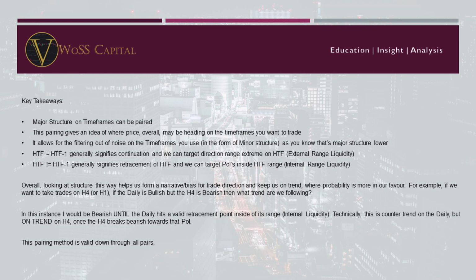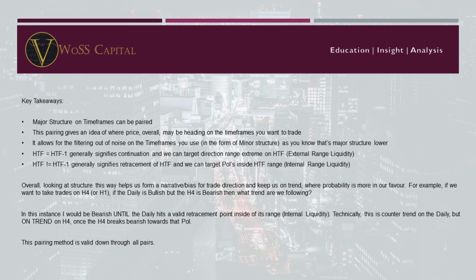Is that when the high time frame structure equals the high time frame -1 structure, i.e. they're both bullish or both bearish at the same time, it generally signifies continuation towards the extremes of the range in that direction. So if both are bullish, you'd be looking for continuation to break the range high. If both are bearish, you'd be looking for continuation to break the range low of the higher time frame. So that's when we're targeting external range liquidity of the higher time frame.